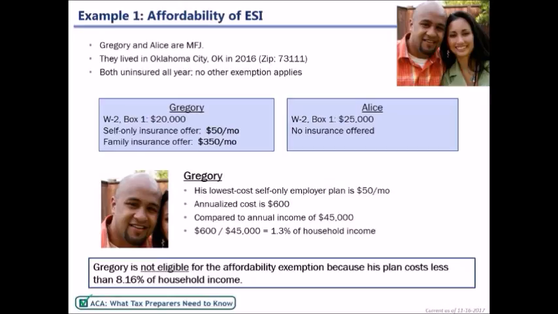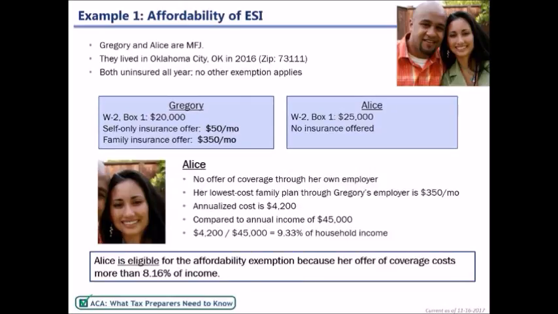Even if we're looking at whether someone is eligible for an exemption for just 1 month, we're always using annualized costs. So in this case, Gregory is not eligible for Code A because his plan costs less than 8.16% of household income. Now let's look at his wife, Alice. She has no offer of coverage through her own employer. So that was our step one. Do you have an offer of coverage through your own employer? She says no. So we're going to ask, do you have an offer of coverage through someone else's employer? And the answer here is yes.